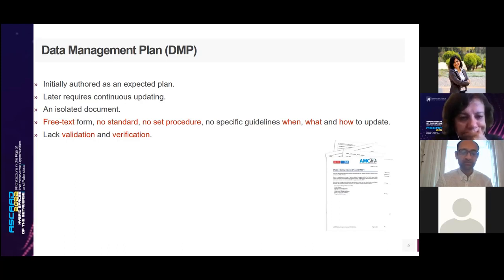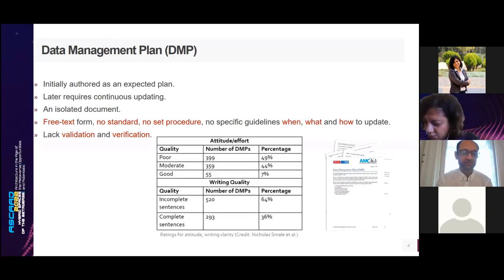The process of DMP authorship starts with an explanation of how the data will be generated and managed during the proposed research work. However, once the research starts, the DMP turns into a document that needs to be updated by documenting the ongoing practices. Currently, it's a free text form, with no standard, no set procedure, no specific guidelines, for example, on when, what, and how to update. A study of 813 data management plans shows that only 7% could be considered as an attempt of good effort, and only 36% contain complete sentences.